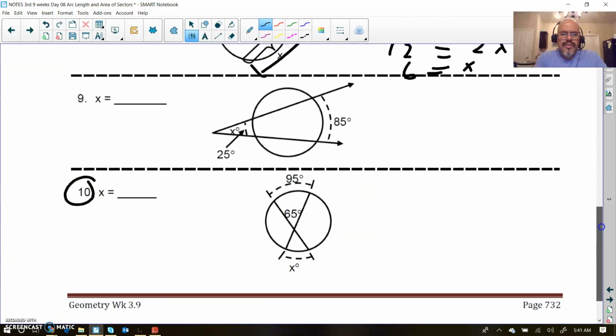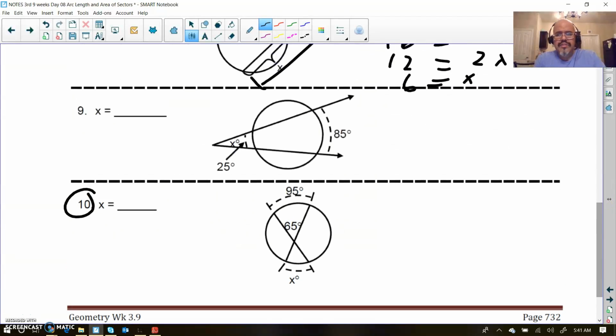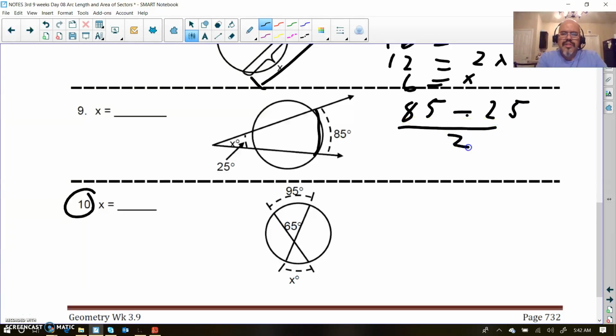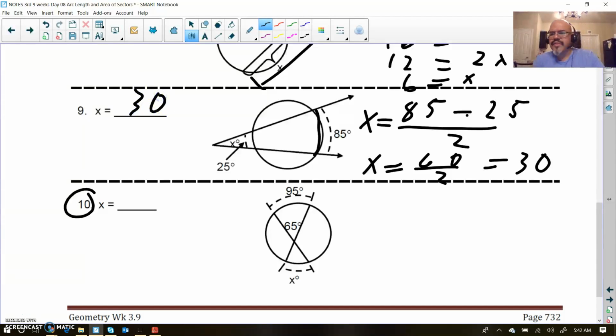The next one, we're going to be doing arcs and angles, so this time we don't have any segments to multiply by. So we take 85, which is the large arc, minus 25, which is a smaller arc, and then divide that by 2. So that's 60 divided by 2 equal to my x, so that's going to be 30 degrees. And that's it for this part component. I'm going to go ahead and post this as a separate video for the homework, so that if you don't want to look at this, you can go ahead and look at the other.